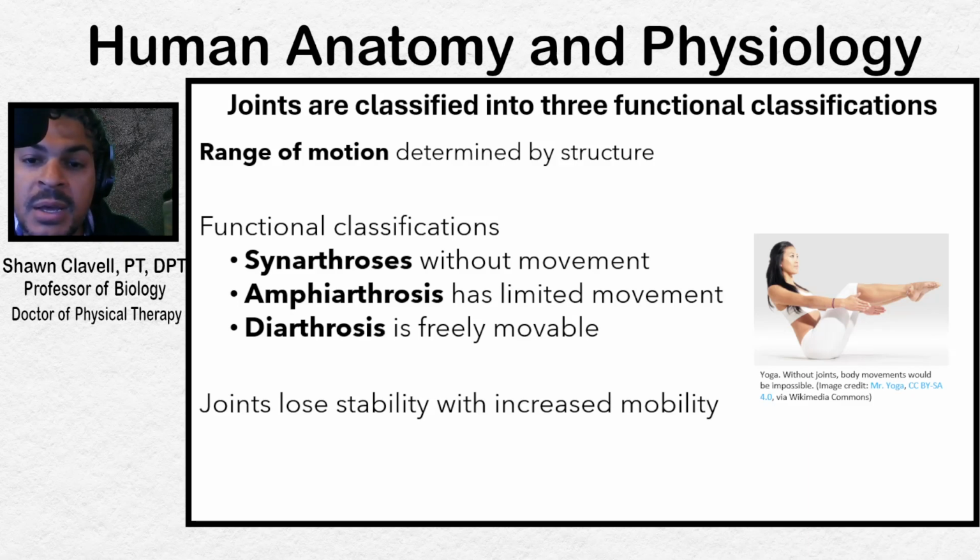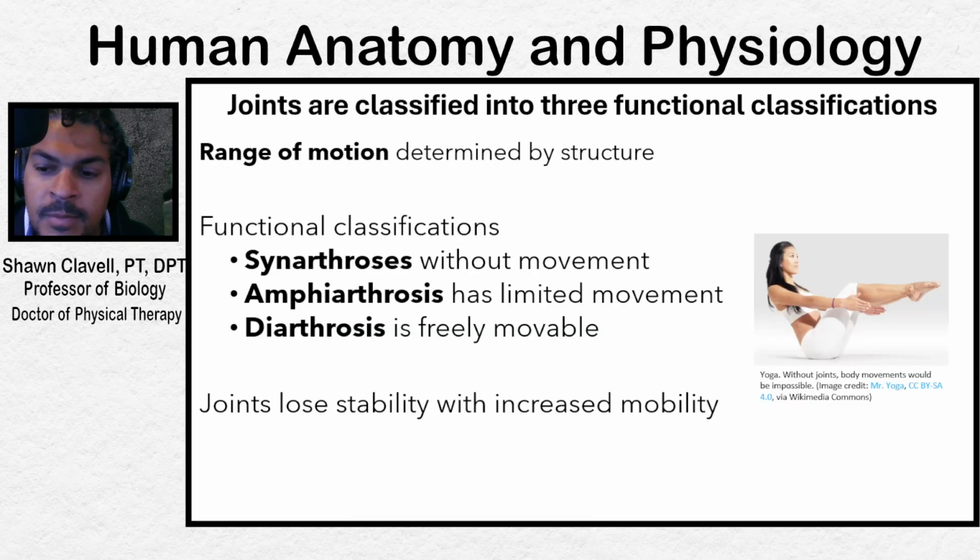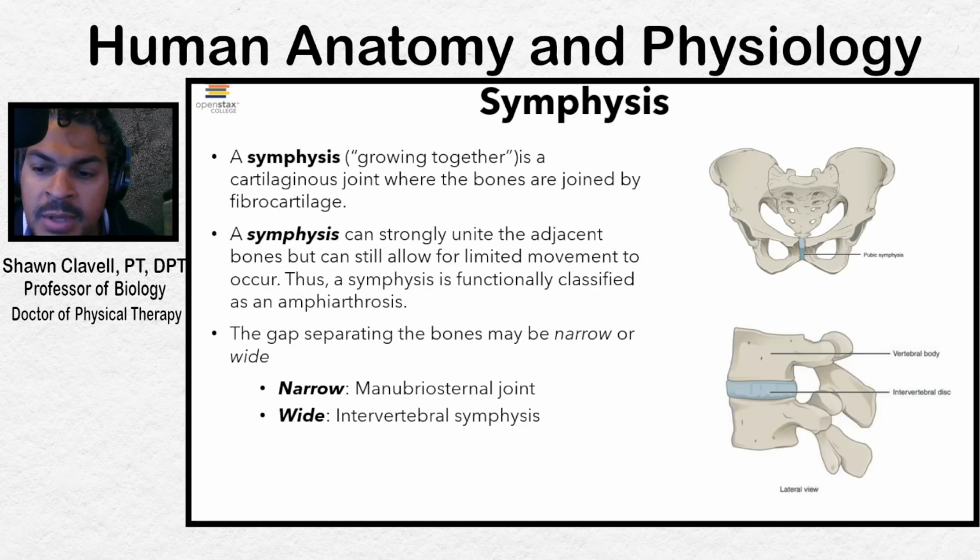So we have these synarthroses, which are joints that don't move. Think about the sutures of the skull. These are more of our fibrous joints. So the sutures of the skull, and the teeth in your socket are also fibrous joints. There are amphiarthroses. Amphiarthroses provide limited movement. Examples of amphiarthroses are like our symphyses. So these are cartilaginous type joints.